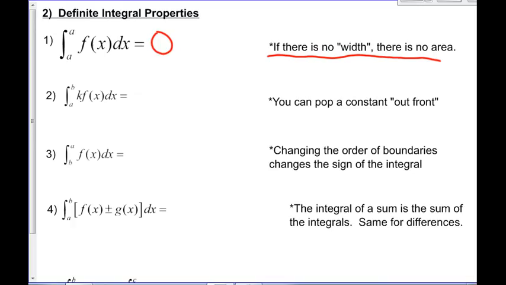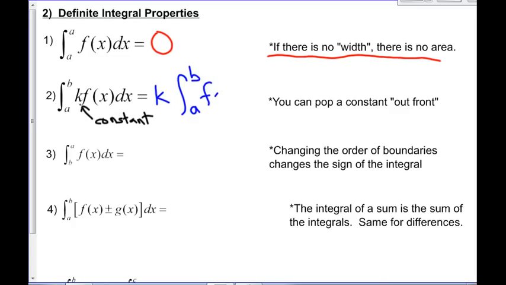Okay, the next property. If we have the integral from a to b of k times f of x, where k is some constant, then that can be rewritten this way if it's more convenient. You can pop that k out front. We had a rule that was similar to this with differentiation, the constant multiple rule. Same thing here. You can pop that constant out front and then deal with the function separately and multiply by the constant at the end.